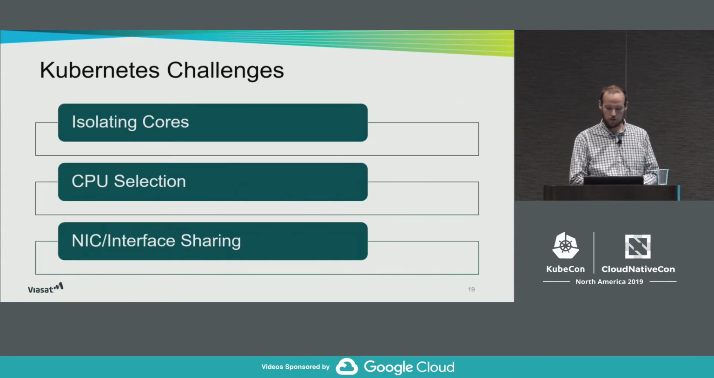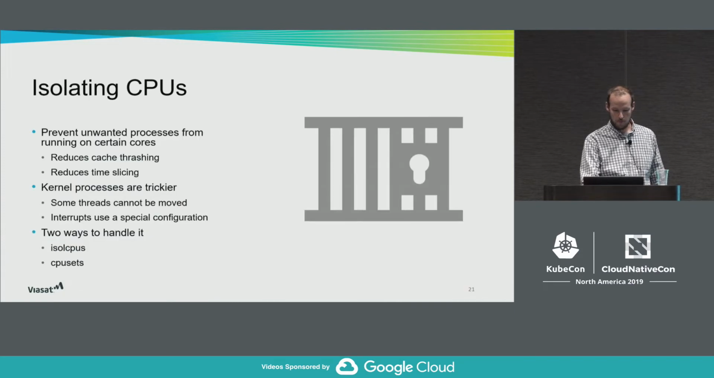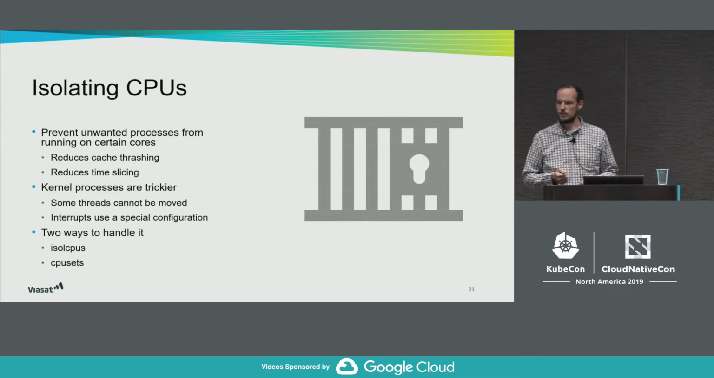So some of the challenges that we face when writing the scheduler were isolating CPU cores, CPU selection, and NIC interface sharing. So first I'll go over isolating CPU cores and how we solve that. For isolating CPUs, what you're doing is trying to prevent unwanted processes from running on the same core that you have something running on.